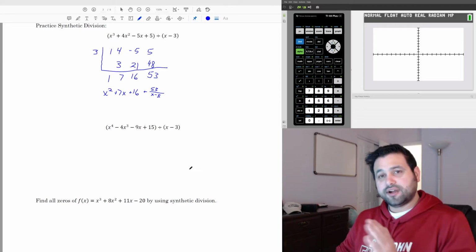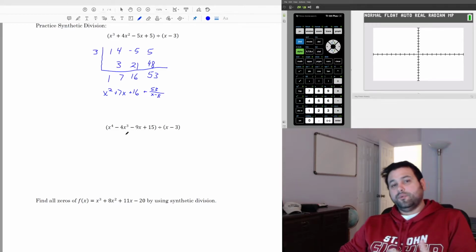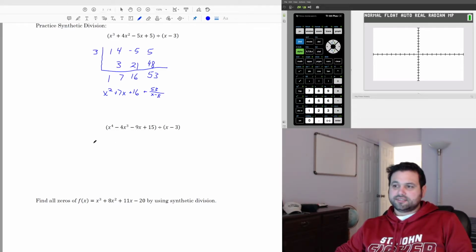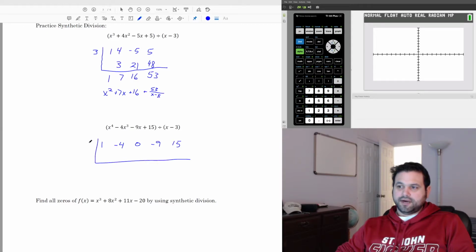So I would say go ahead and try this one and be very careful of the missing term here. So what that means is when we go to list our coefficients, the first coefficient would be 1, and then negative 4. And then it jumps, right? We skip an x squared term, which means technically speaking, it's 0x squared. And then minus 9x, so minus 9, and then a positive 15. And we are dividing this by x minus 3, so the 0 is 3. And so let's go ahead and try this with synthetic division.